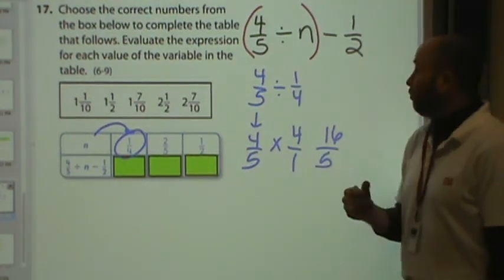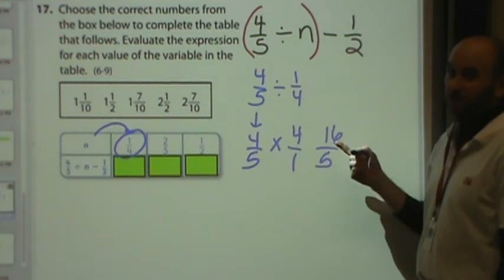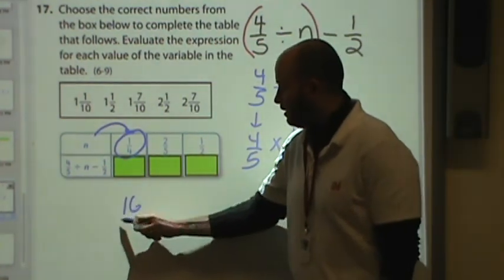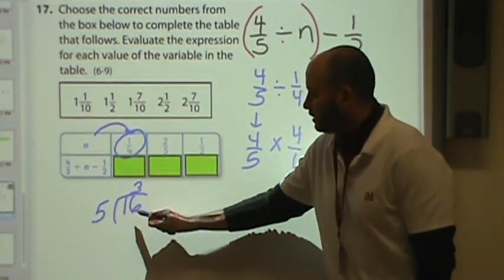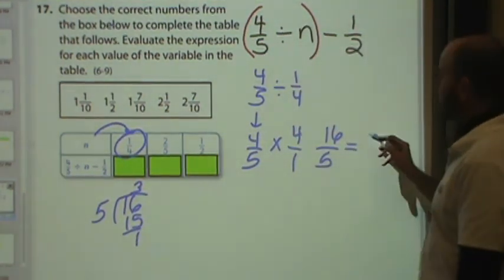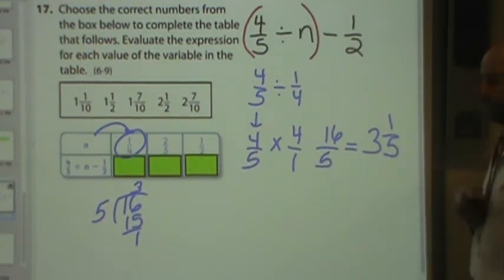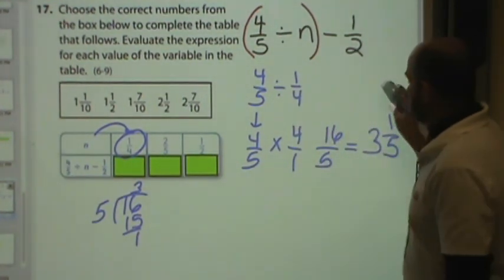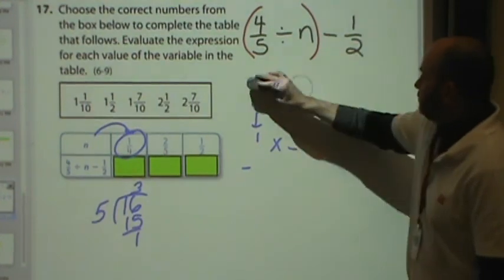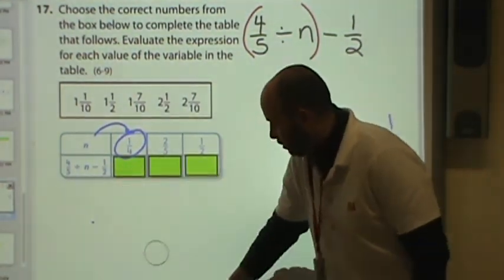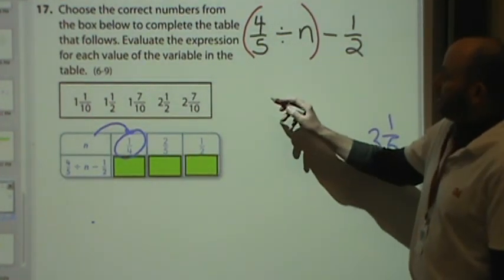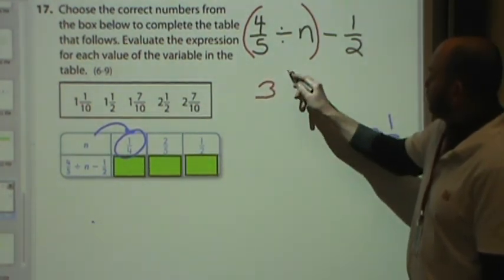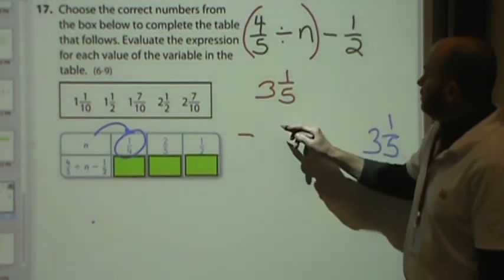Now, we can continue to work with this as it is, but it might be a little cumbersome. So we're going to turn it into a mixed number. We'll take 16 and divide it by 5. 5 will go into 16 3 times, that leaves us with 15, a remainder of 1. So we have 3 and 1/5. Now we will subtract 1/2 from 3 and 1/5. I'm sorry, it's subtracting, not adding. So we're going to take 3 and 1/5, minus 1/2.